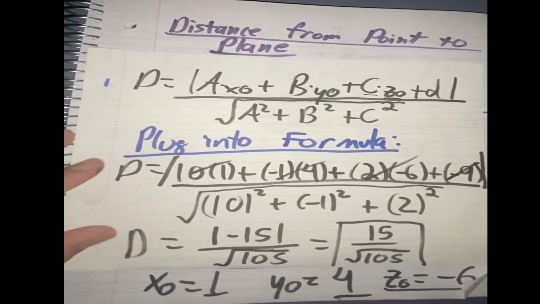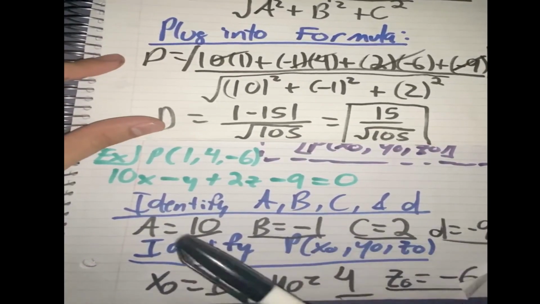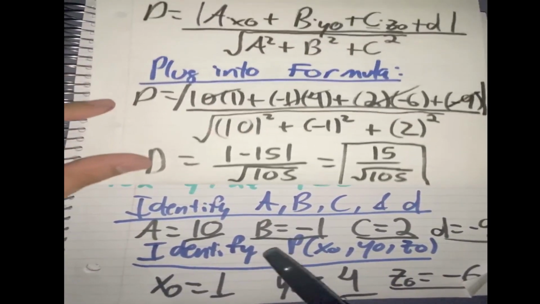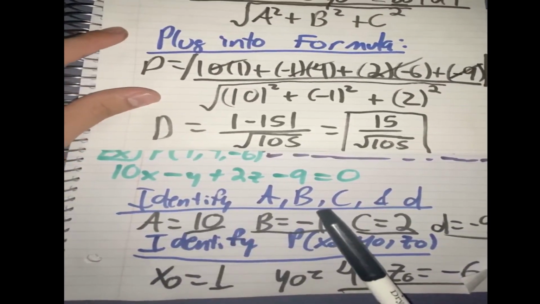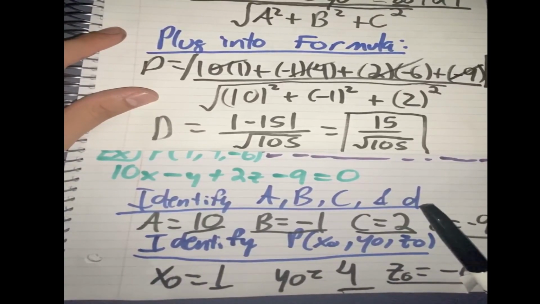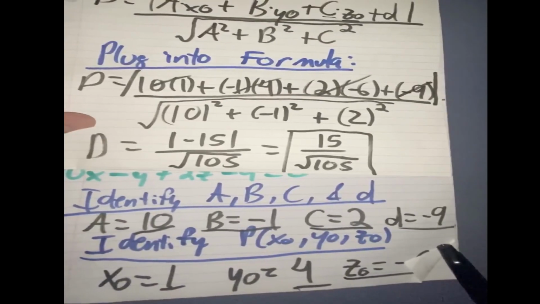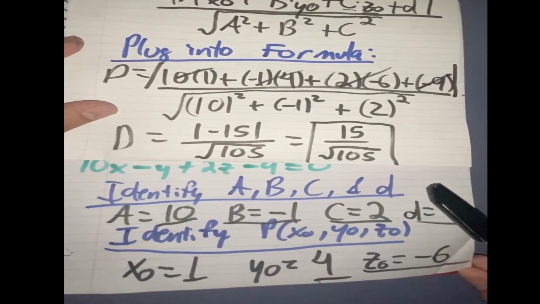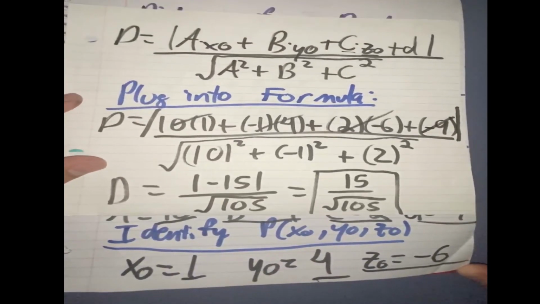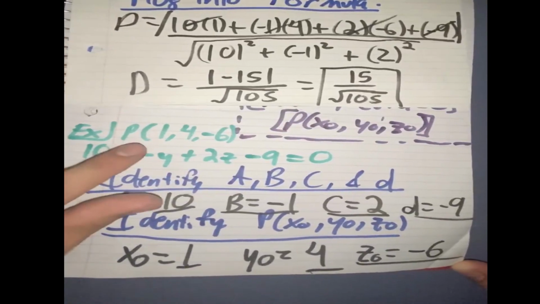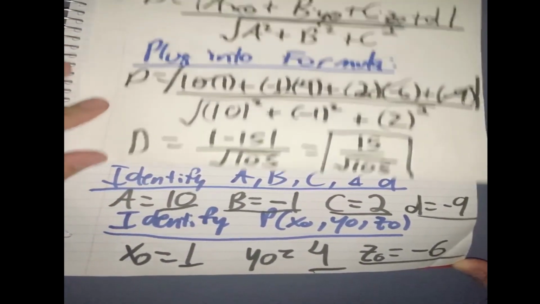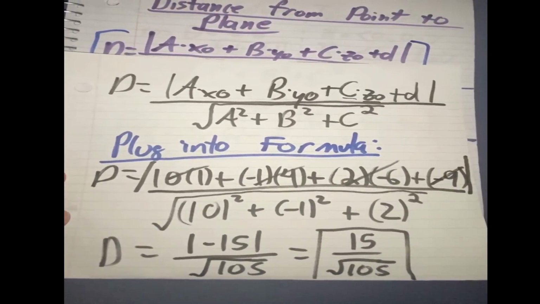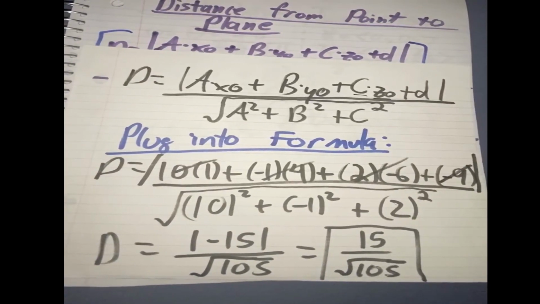So basically, in retrospect, identify your A, B, C, and D, the coefficients of your plane equation and the constant of your plane equation. And then the next step is to identify X naught, Y naught, and Z naught, which is basically what's given to you as a point right here. And then after that, you just plug them into the formula. And that's how you find distance between a point and a plane.